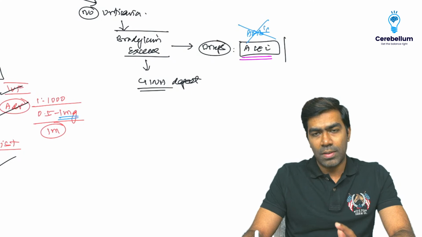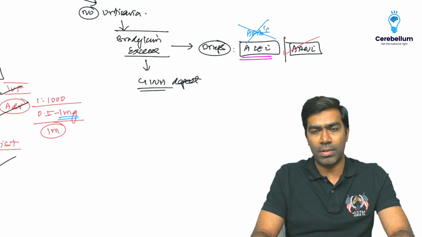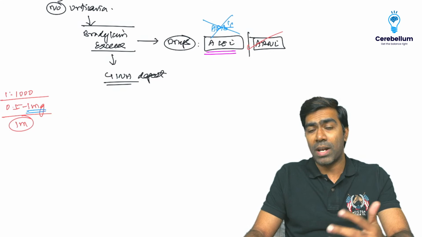Okay, let me tell. It is ARNIs. That's a very, very important point. So this is an upcoming drug that can cause angioedema. ARNIs. What are ARNIs? These are angiotensin receptor neprilysin inhibitors. So the best example is the sacubitril valsartan component.